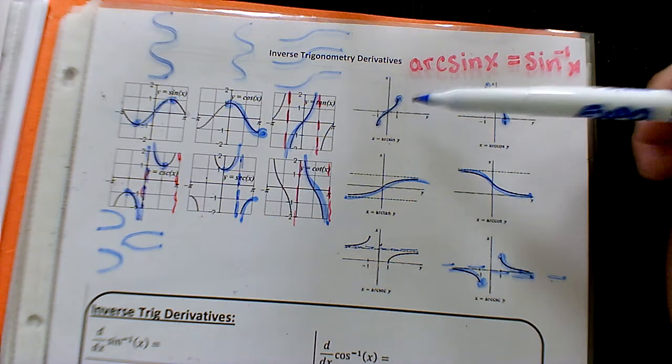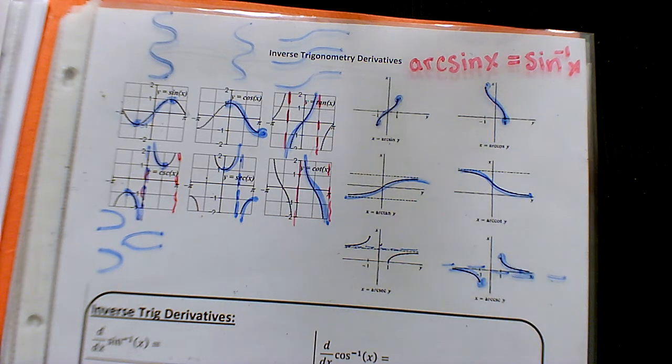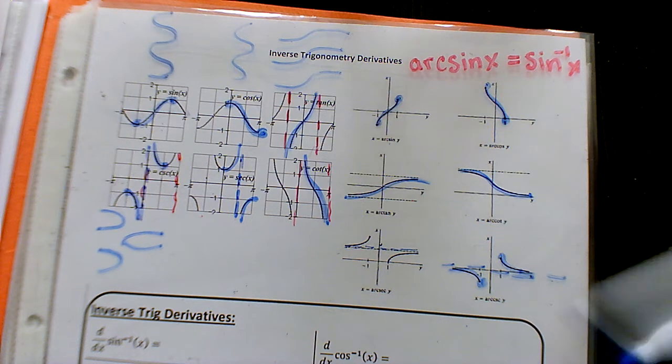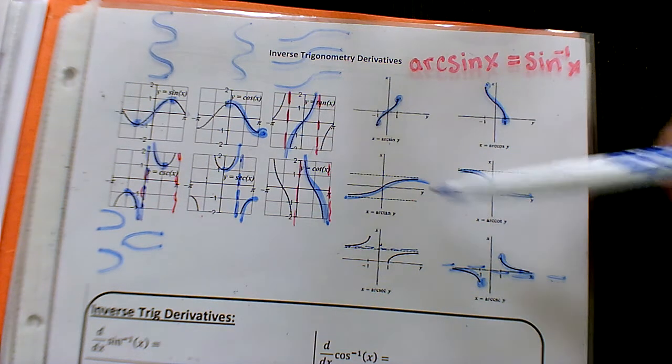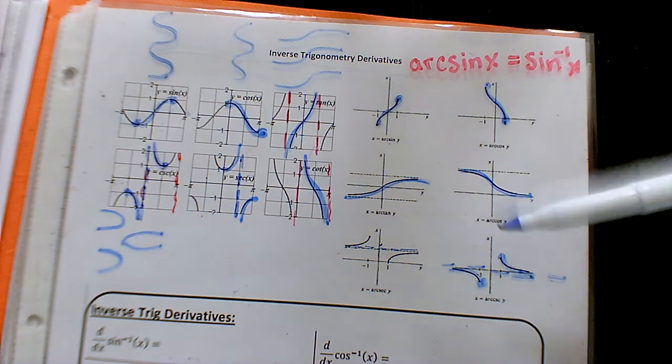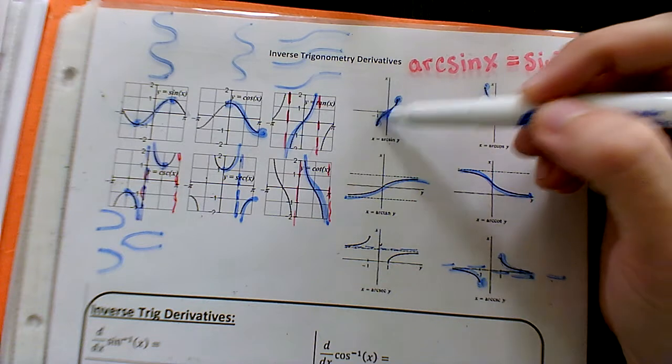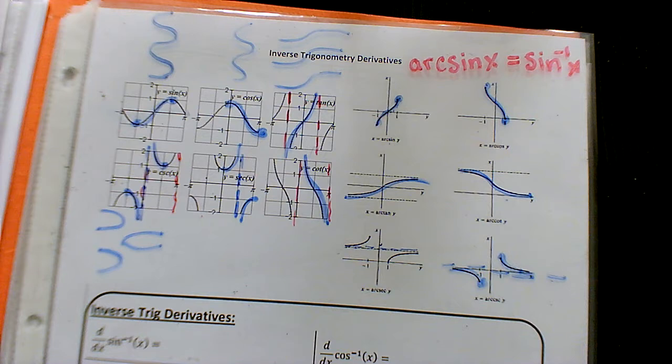We don't necessarily have to be familiar with these graphs. I just wanted to show you where they came from. But what we're going to do is talk about derivative shortcuts for these graphs. So these shortcuts are basically representing if you were to pick a point anywhere on these inverse graphs, you should be able to find the slope at that point because we have the derivative shortcuts.